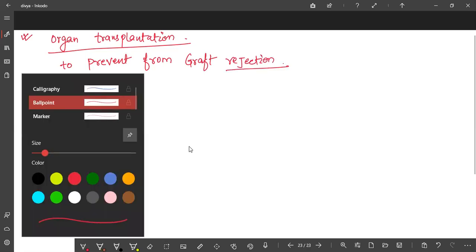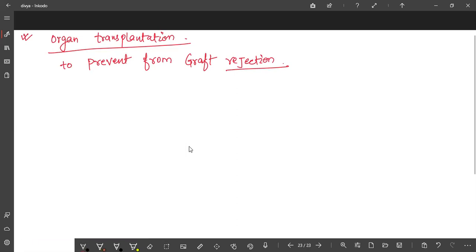which type of immunity is suppressed? This is a question of NEET also. Graft rejection, you know, whatever the organ that has been placed in our body. Suppose that one patient is there and his kidney has failed. So one donor is there, maybe his close relative, and the kidney has been taken from the donor, and that functional kidney is transplanted into the patient. The person may reject that transplanted kidney, and that kidney is called graft.